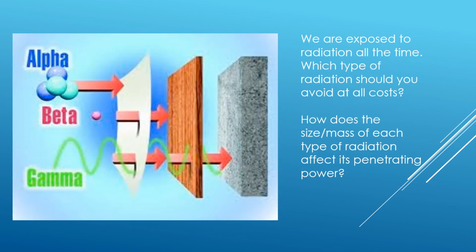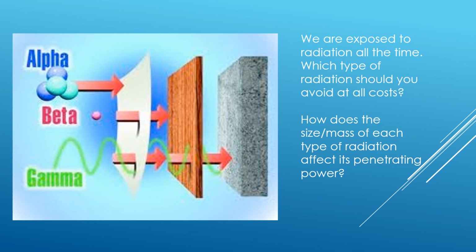We're exposed to radiation all the time. Which type of radiation should you avoid at all costs? By looking at the picture, it looks like alpha particles are blocked by paper, beta particles can be blocked by wood or a metal foil, and gamma rays can be almost blocked, not completely blocked, but they can be blocked by concrete or by lead.